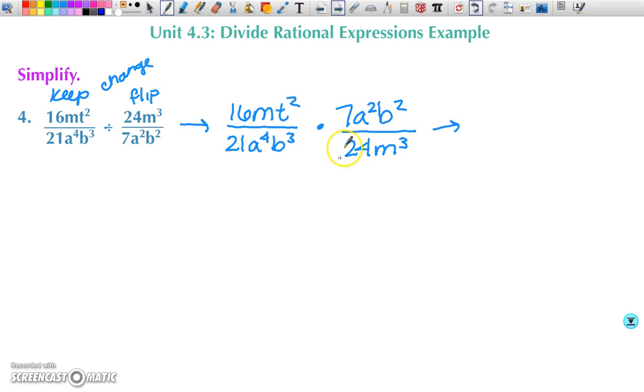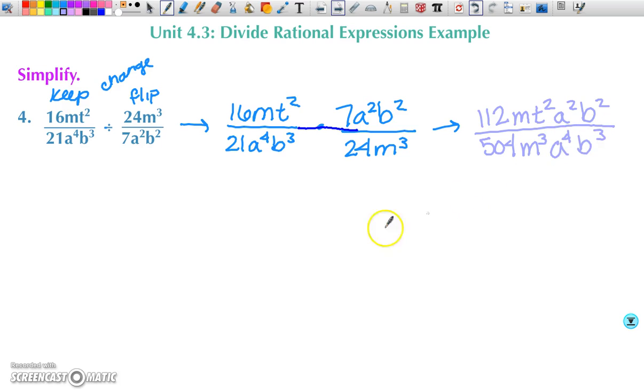So again, if you need to, you can fill this in and just do that to remind yourself to go straight across. And 16 times 7 is 112. And then all your variables, m squared, a squared, b squared, over 21 times 24 is 504. I'm going to put the m cubed up front just to keep it lined up, and then a to the 4th b cubed. Then we go ahead and simplify.